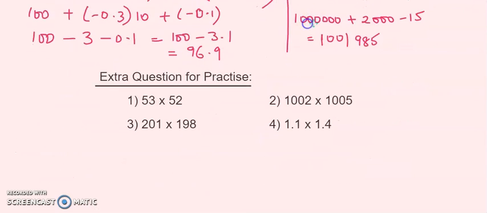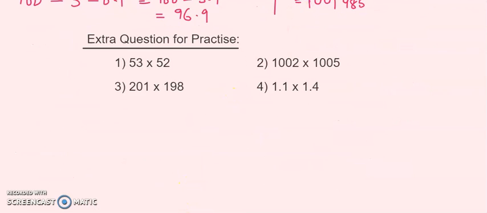I've taken some questions for extra practice. If you can see the first question, it's 50 plus 3 and 50 plus 2. Similarly, here it will be 1000 plus 2 and 1000 plus 5. 200 plus 1, 200 minus 2. 1 plus 0.1 and 1 plus 0.4. Your x is 1, a is 0.1 and b is 0.4. Hope it is clear.